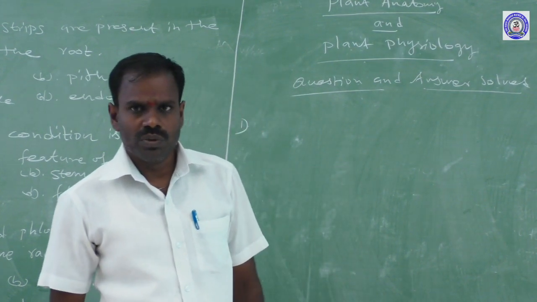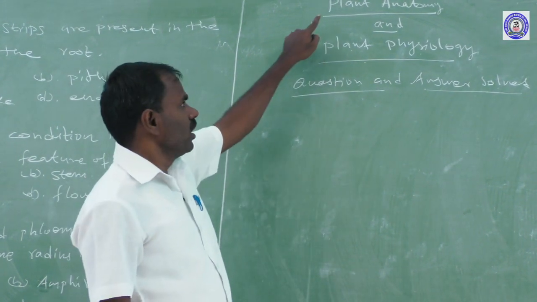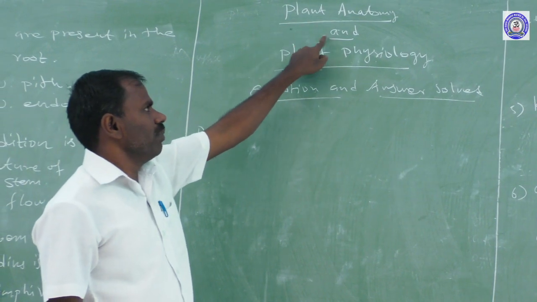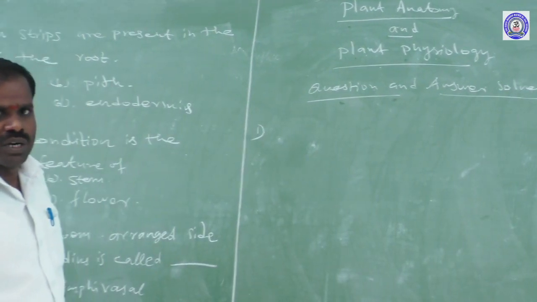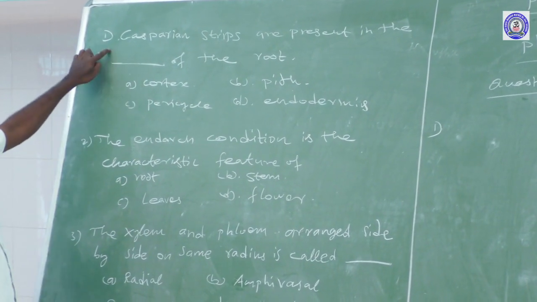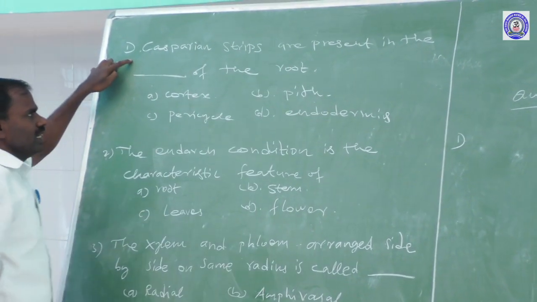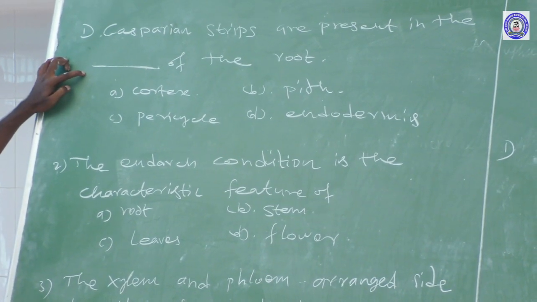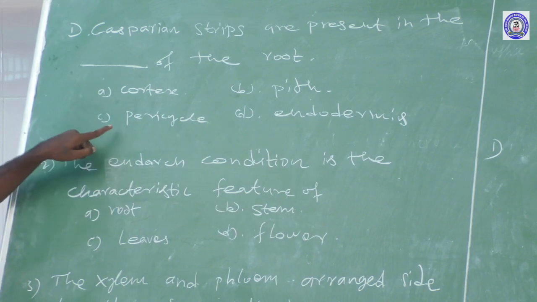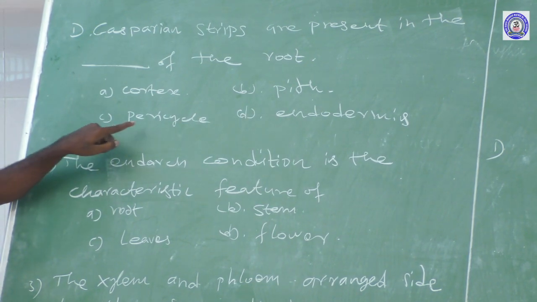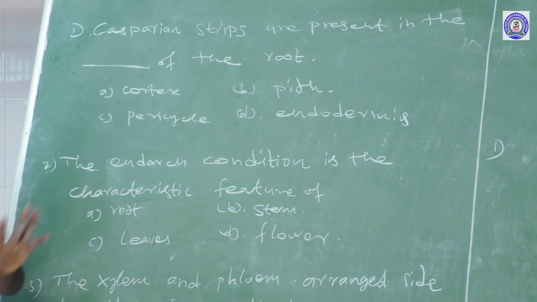Students, today I am going to discuss the 10th standard first chapter, plant anatomy and plant physiology, with questions and answers solved. First, the book questions. First question: the Casparian strips are present in the dash of the root. The options are: A, cortex; B, pith; C, pericycle; and D, endodermis.